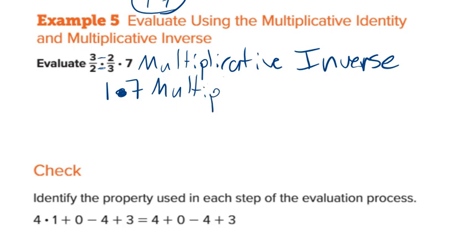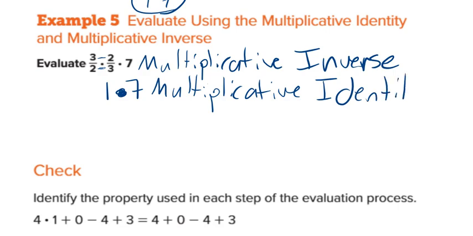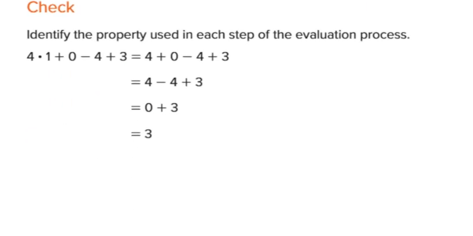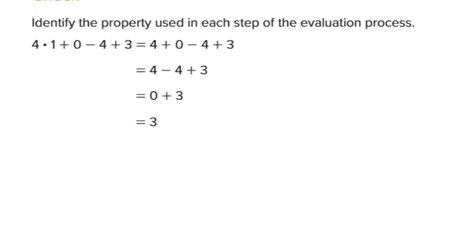Which when we do that, we're going to get 1. So this turns into 1 times 7. Well, when I'm multiplying by 1, that's multiplicative identity, which means when I multiply by 1, I just get that number back. So 7 would be our final answer.